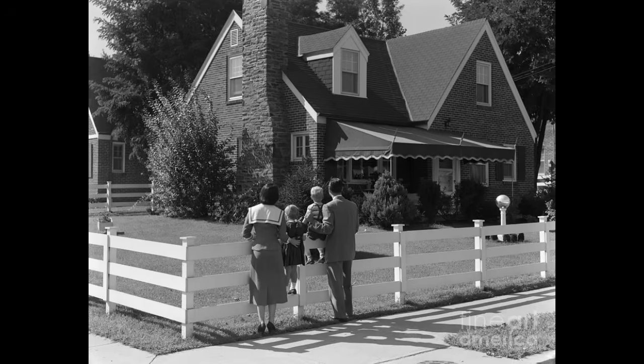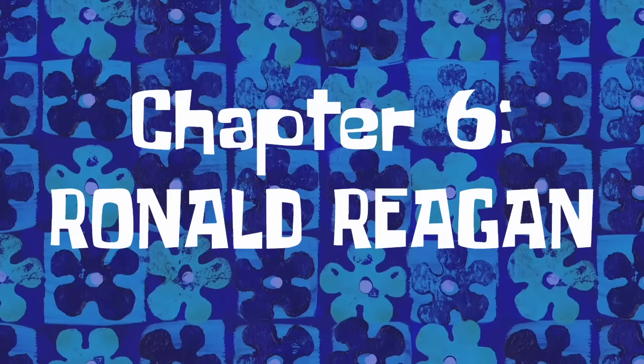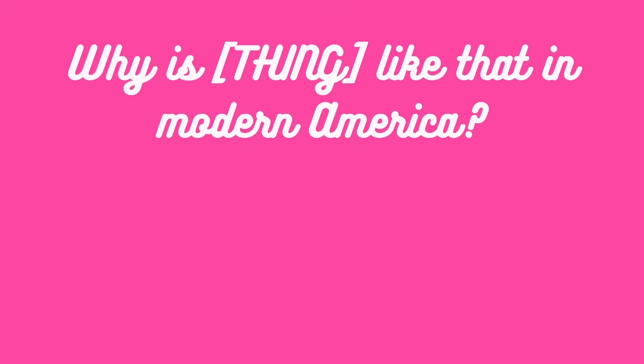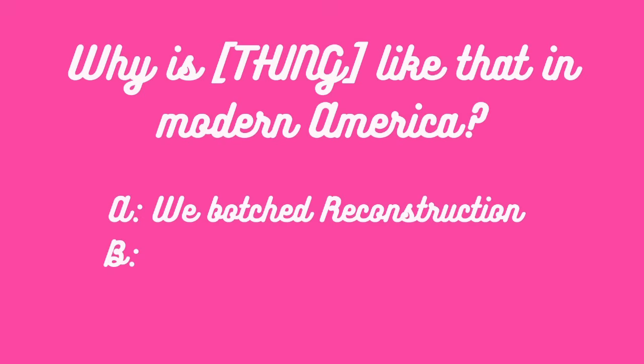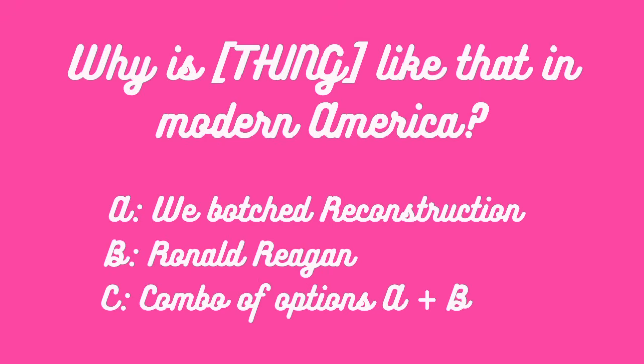So what happened? Chapter 6, Ronald Reagan. Well, let's get that multiple choice card out again. Let me get the Barbie voice on. Why is thing like that in modern America? Option A, we botched Reconstruction. Option B, Ronald Reagan. And then for all you absolute sickos playing along at home, we'll also introduce option C, which is a combination of options A and B.